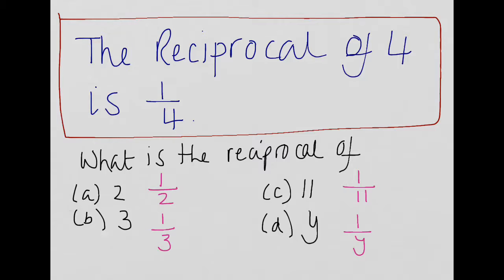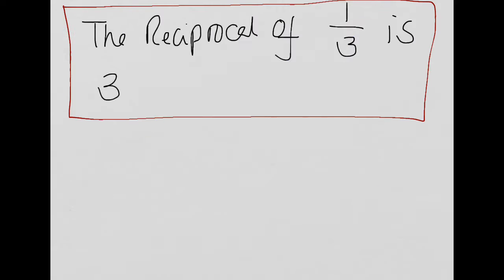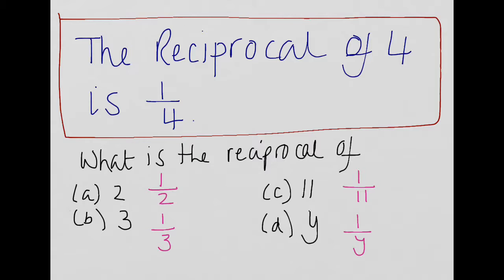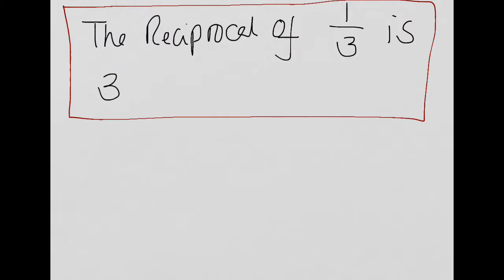Let's have a look at the next one. Oh, this is different. So do you notice what's different here? Here I had an integer and I'm going to a fraction. Here I've got the fraction and I'm going to an integer. So the reciprocal of 1/3 is 3.